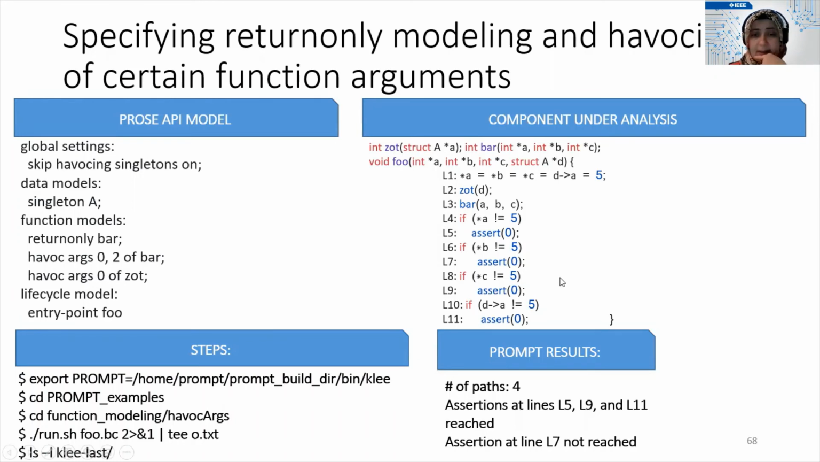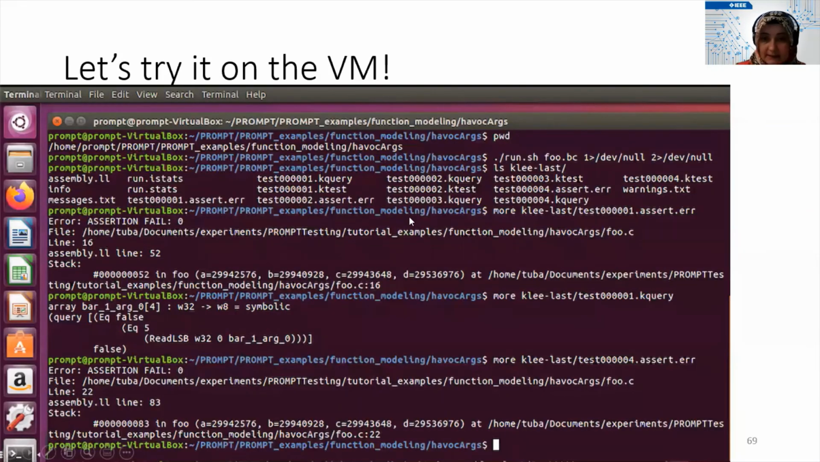So accordingly, because havocing destroys all the assignments that we have done, only the assignment made for B gets preserved. Because it is 5, we shouldn't reach this assertion, whereas we will be reaching assertions at L5, L9, and L11. So you can see 3 different assertion bug reports under this directory, which is called havoc args.